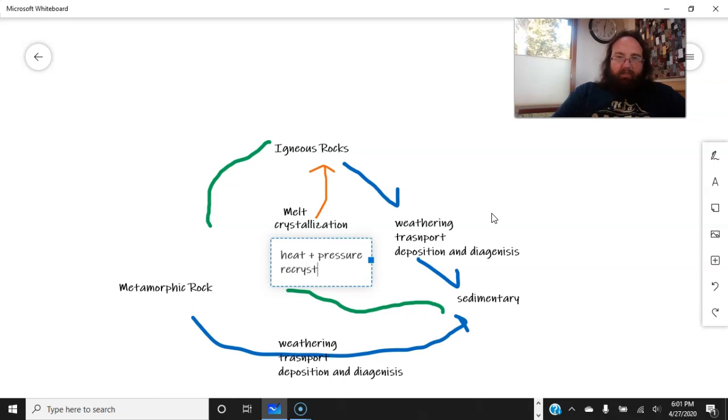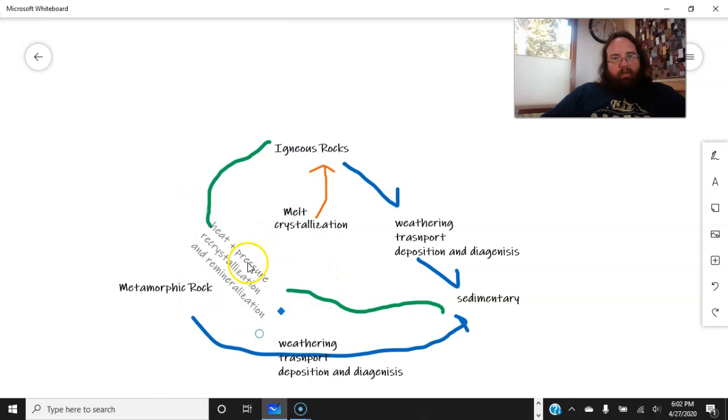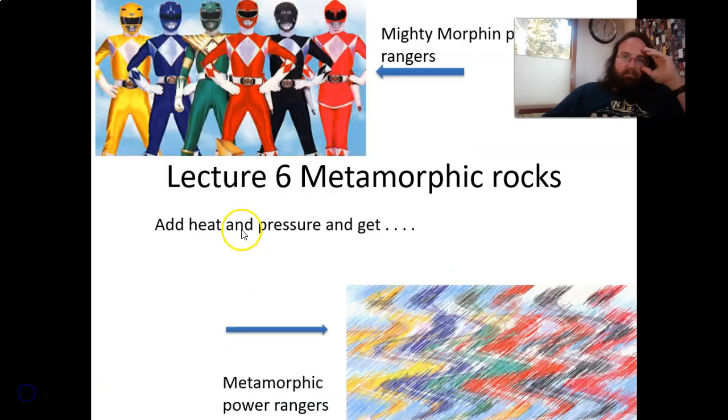recrystallization and remineralization. Remineralization giving you an entirely different rock.